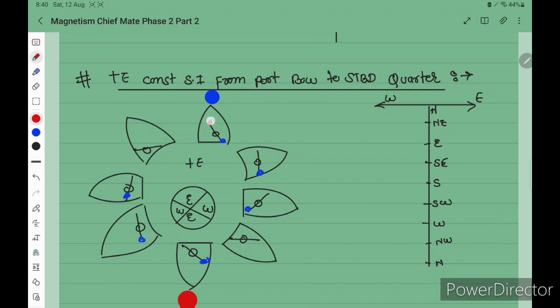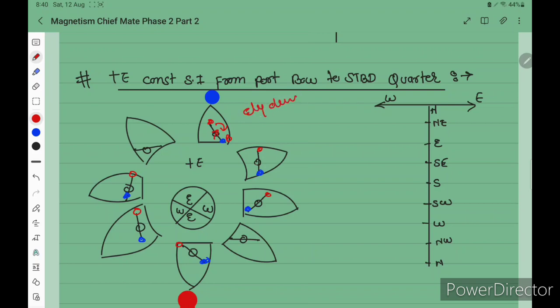And where it leaves, it becomes a red pole. Okay, so here it will attract towards the east, easterly, because it's closest to the blue, so it will attract towards the blue. Here, so easterly deviation.